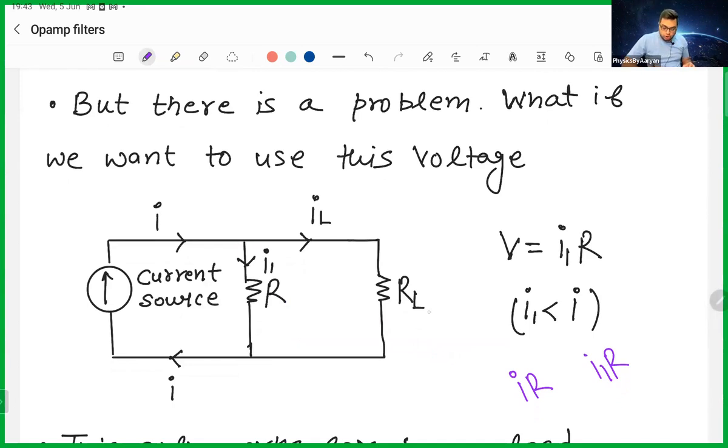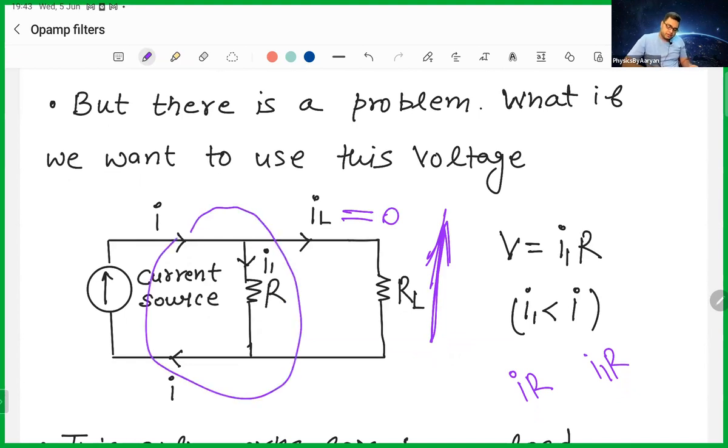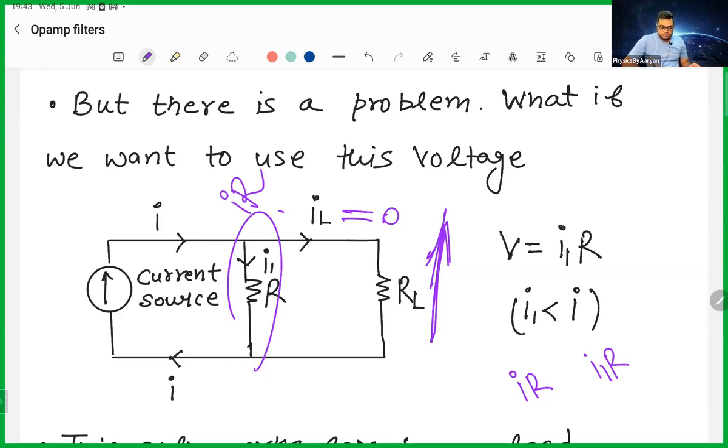But ideally, you want the load to have a very, very large resistance. Because if the load resistance is very large, then almost no current will pass through the load, and the entire current will pass from here. Then you are back to the previous case, when all the current was passing through the resistor, and the voltage will again be IR. But if some current also passes through the load, then the voltage will become I1R, and that is a small voltage.